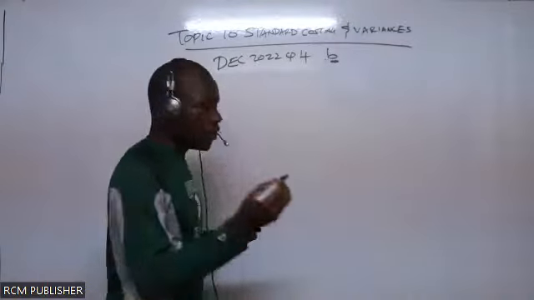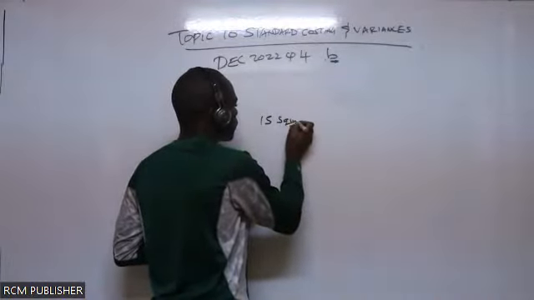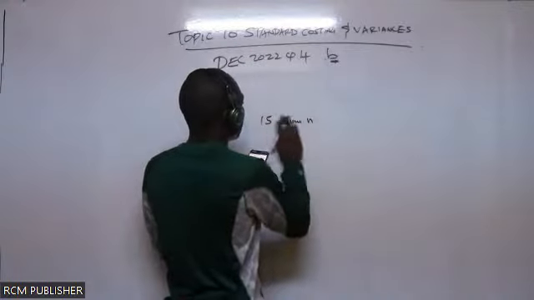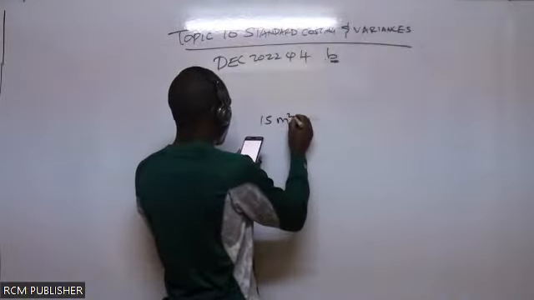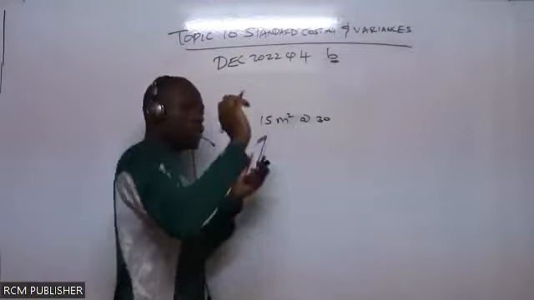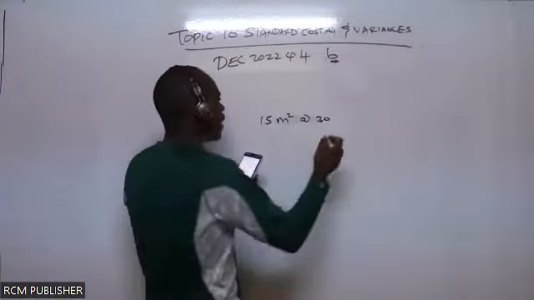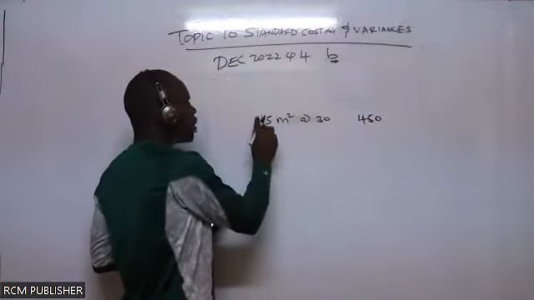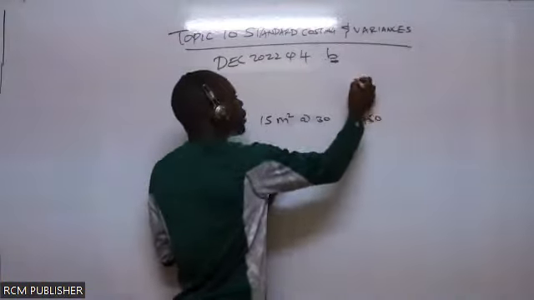Direct material, we are given 15 square meters at shillings 30. But for you to produce a complete product, TT, you are required to spend shillings 450. So it means how many units of this raw material do we need to produce the finished product of TT?